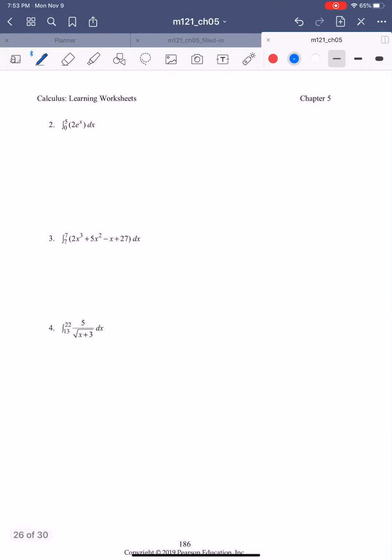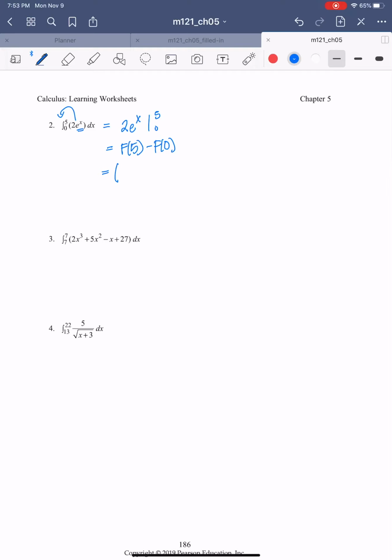All right, so moving on, number 2. Okay, so same thing. Simple one. 2 gets pulled out, and then e to the x, the antiderivative is e to the x. So the antiderivative function is 2 times e to the x. We need to go 0 to 5. So that means by the fundamental theorem, this will be F of 5 minus F of 0. You can do it on the side, or I'm just going to put it directly over here to save space.